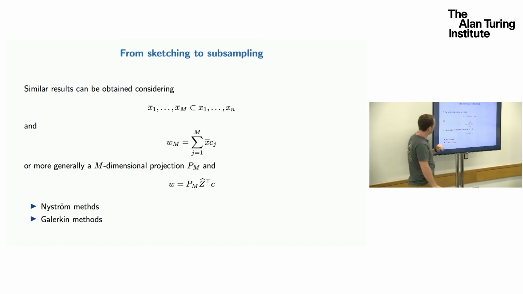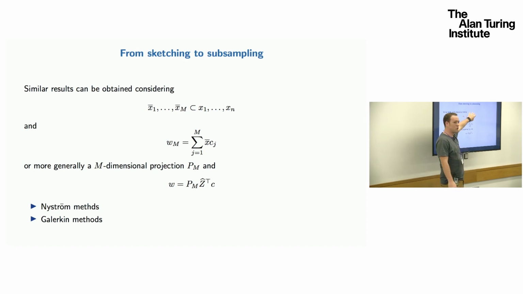Let me finish with one last idea. I don't want to talk about it, but essentially everything I said can be generalized if, rather than do sketching, you do subsampling, which means that you take just a subset of points and you write the vectors that you're looking for as a linear combination of these subsampled points. So you don't throw away data. You keep all the data, but you use only a subset of them to write down the vectors you're looking for, okay? So you simplify the class of functions, but you still use all the data.